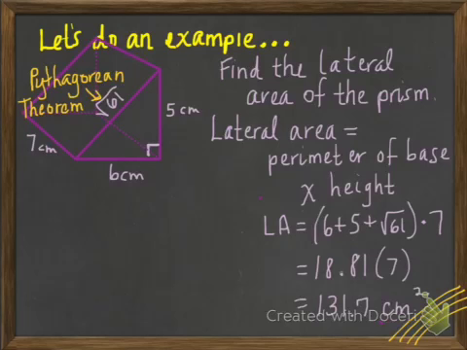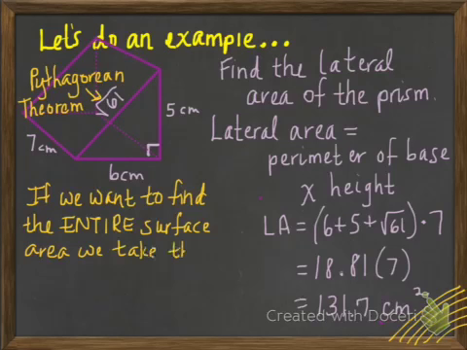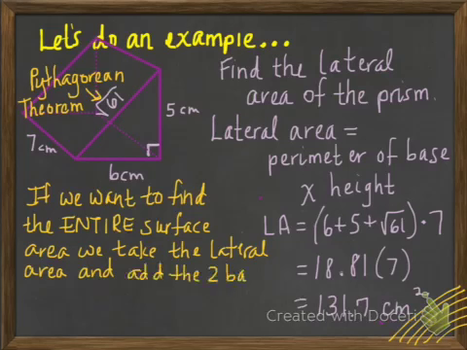Now, if we want to find the complete surface area, we just need to add the two triangles in. We've got a triangle at the bottom, and we have a triangle at the top. So we want to add those together, or include those in the area. So if we want to find the entire surface area, we take the lateral area and add the two bases, which in this case are triangles.